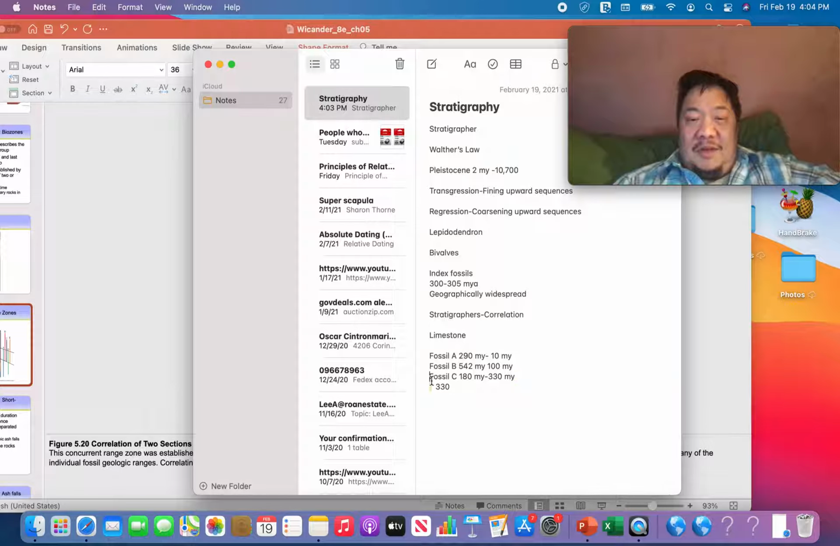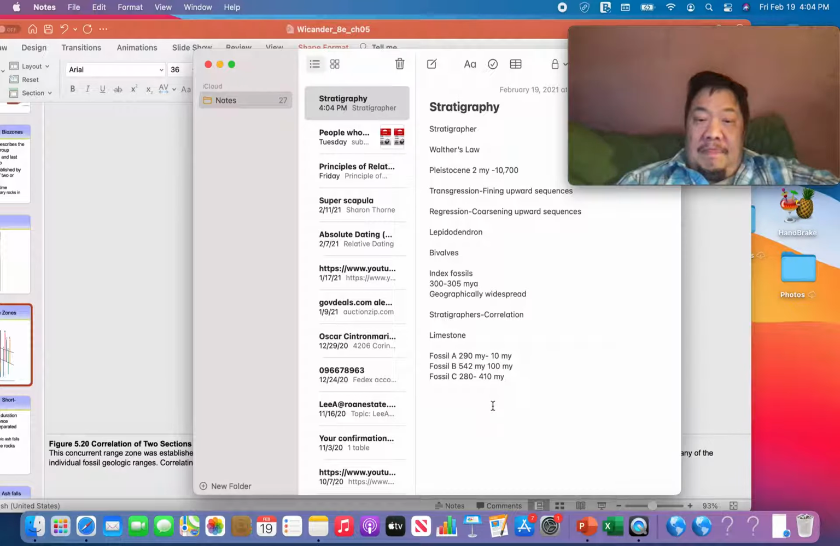Okay, let me figure this out real quick here. I'm going to have to change these numbers here because I forgot what the other ones were. 280 to 410 million years. Okay, so 290 to 10, 290 to 100.